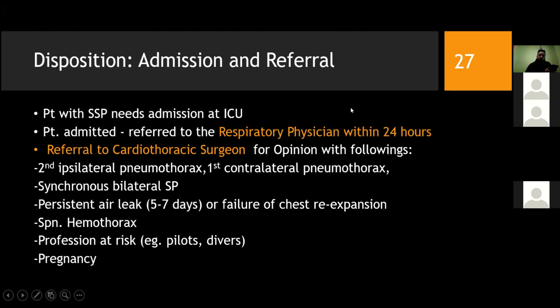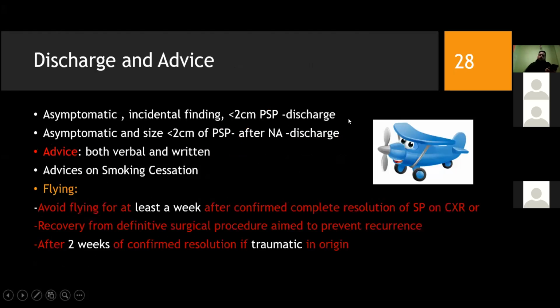the CTVS surgeon immediately. And regarding discharge and advice, if the patient is asymptomatic, with an incidental finding, and the size of the pneumothorax is less than 2 centimeter, we can discharge the patient. Also, if it was greater than 2 centimeter before, but we do a needle aspiration and the size is now less than 2 centimeter and the patient's symptoms have improved, then we can consider him for discharge.